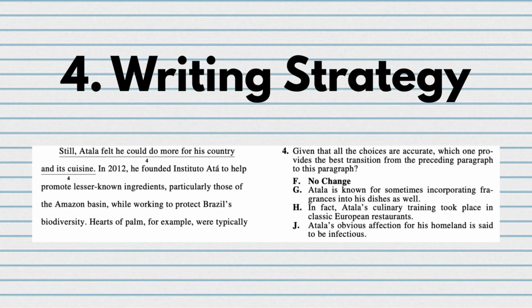You can't see the beginning of the passage above, but above it states how Atla founded a Brazilian restaurant to promote the country's cuisine. Therefore, option F, the statement already there, fits the theme of him promoting the food in his country. Don't be afraid to choose the no change option. Oftentimes I get caught up and almost ignore it. Do not do that.